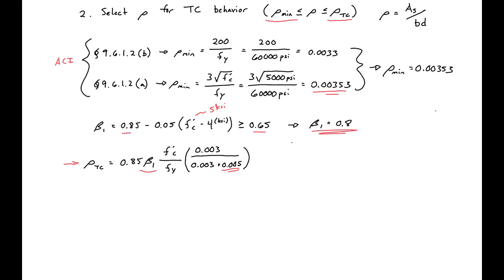So now we can plug all of these values into our rho tension controlled expression. So 0.85 times 0.8 times 5 ksi divided by 60 ksi. The units here cancel, so just make sure they're consistent. And then times 3/8. And we'll get our rho tension controlled to be equal to 0.02125.